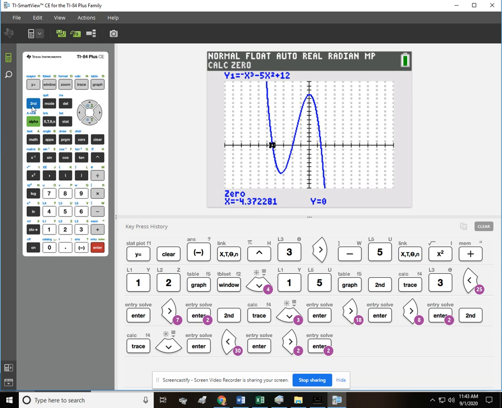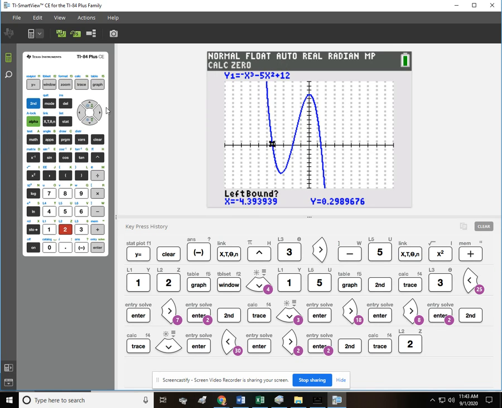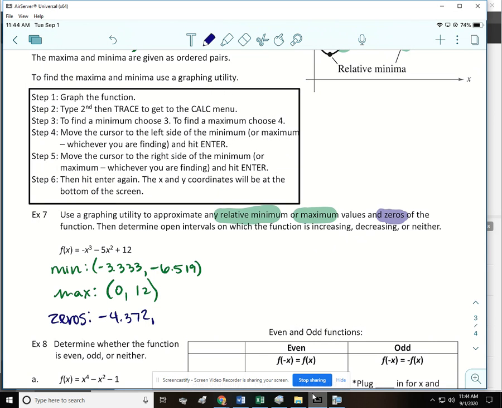All right, we want another 0. There's 2 more to find. So second trace 2. I need to move close to it, but I do need to stay on the left side of it, so that's good right there. Hit the right arrow to cross over the axis, and then hit enter again, so we have a 0 at negative 2.